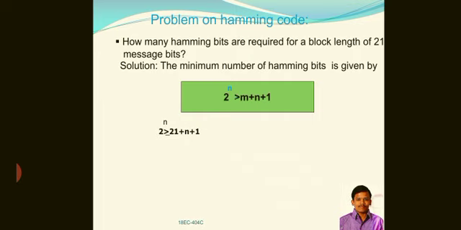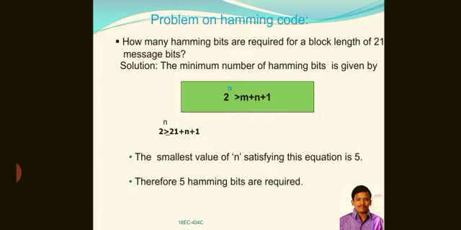So from this condition, as we told, 2 power n greater than or equal to 21 plus n plus 1. The smallest value of n, that is the minimum value of n, will be 5. If we substitute n equal to 5, the equation will be true. Therefore, n will be 5. Therefore, 5 Hamming bits are required.